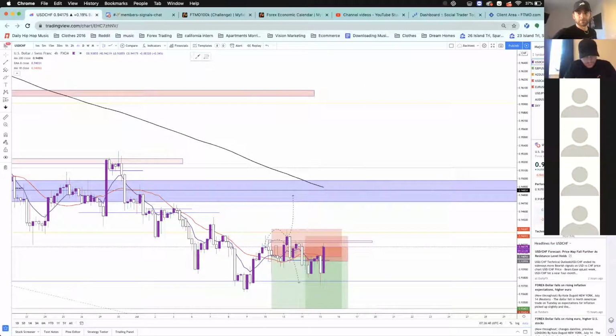Boom. Got some questions. Double bottom coming for reversal. Good evening from India.